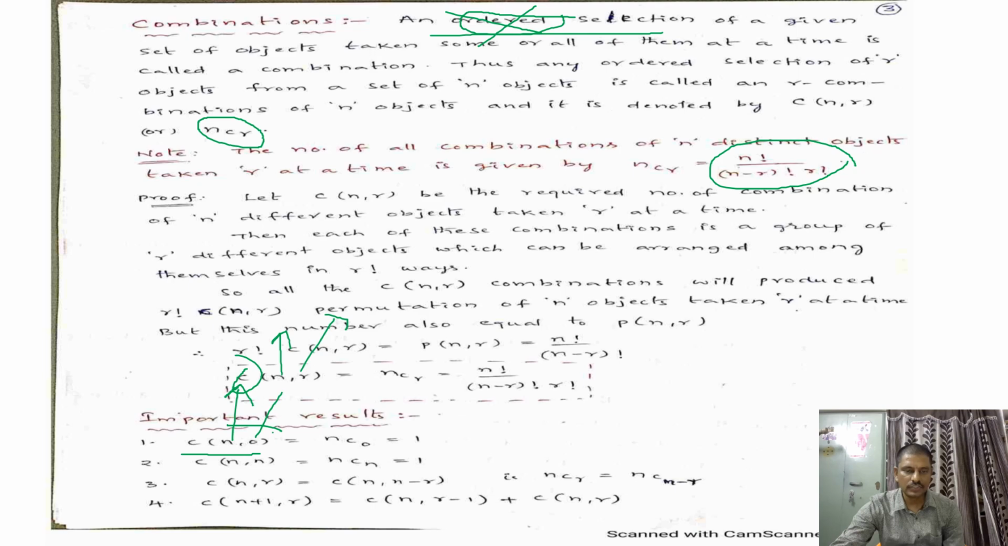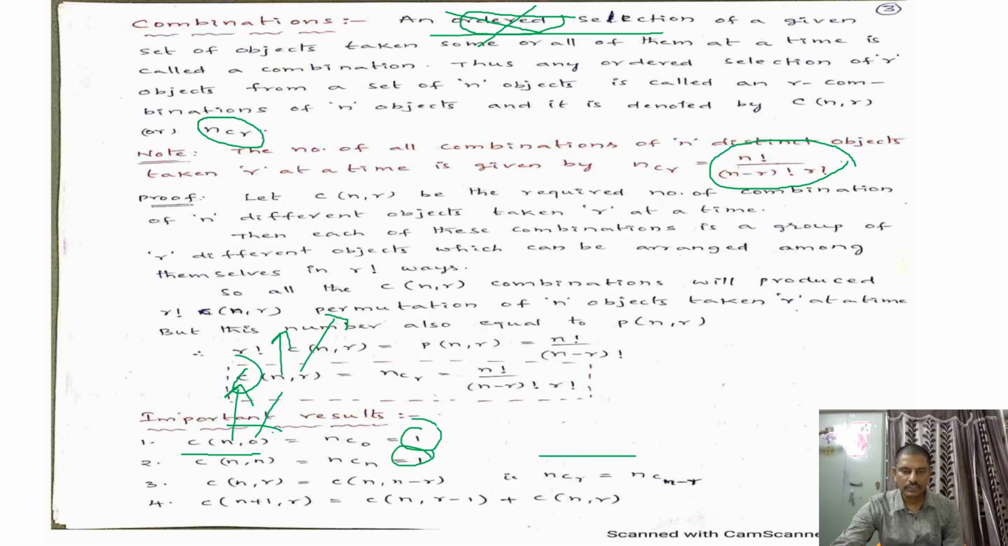nC0 is nothing but we are not taking any object from the given set of objects. This is also one way. nC0 equals 1. nCn is also equal to 1. We can take all objects from the given objects, and that is only one way. Therefore 1, because we are selecting. So nCr is equal to nC(n minus r).